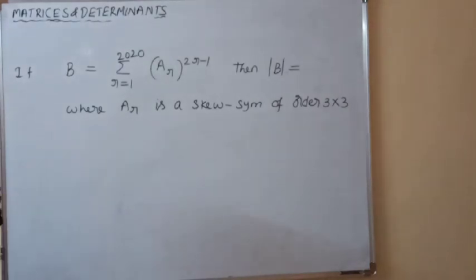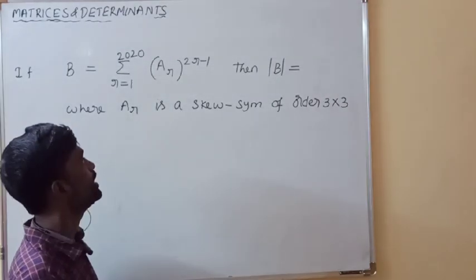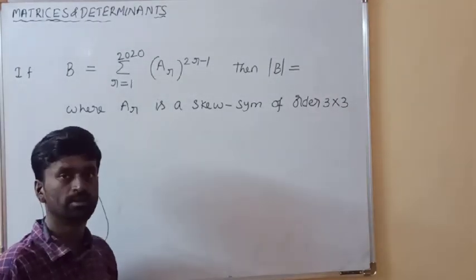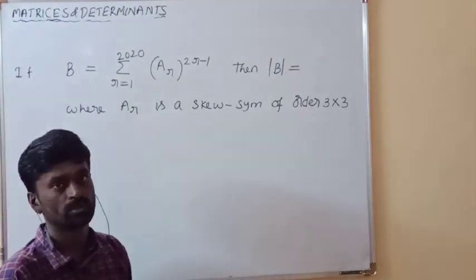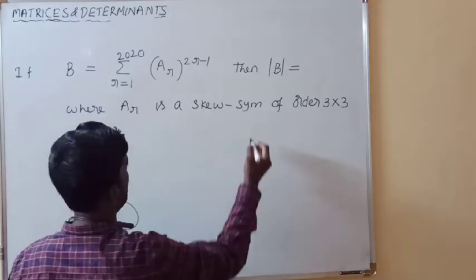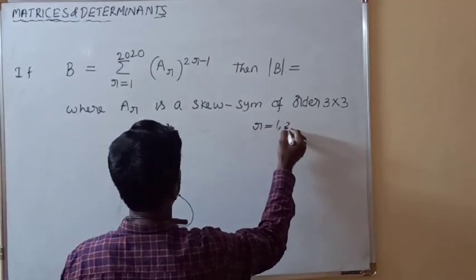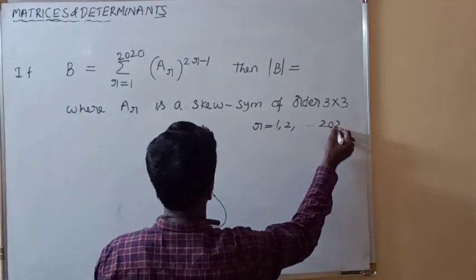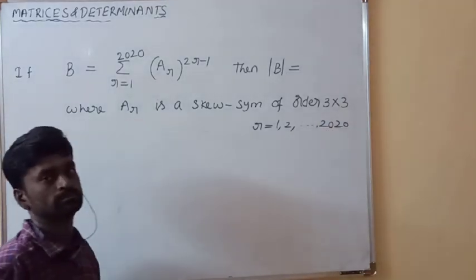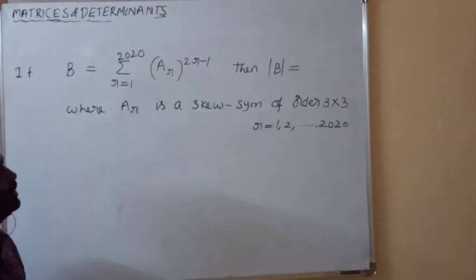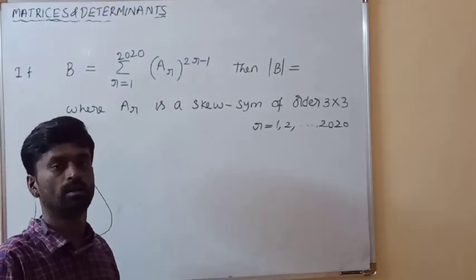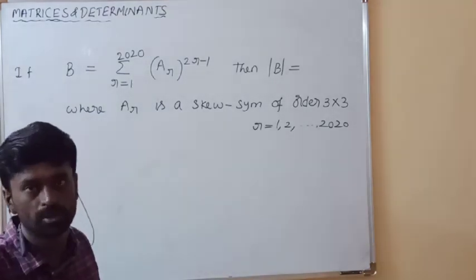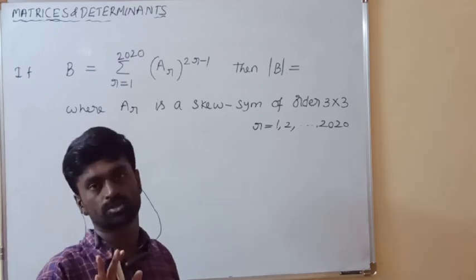Okay. So look at the next conceptual question. If B is equal to sigma R is equal to 1 to 2020 of AR power 2R minus 1, then find the determinant of B, where AR is a skew symmetric matrix of order 3 by 3 and R is running from 1, 2, 3 and so on to 2020. Okay. Then what is the determinant of B? They have not given anything about the data of A. So how can we calculate B? It is just a conceptual question.